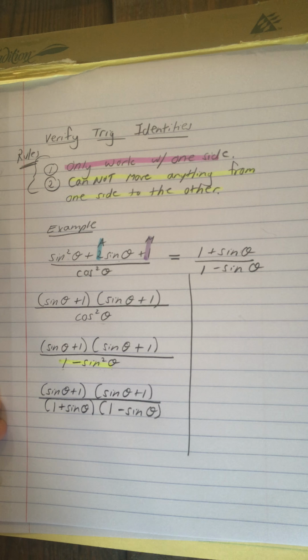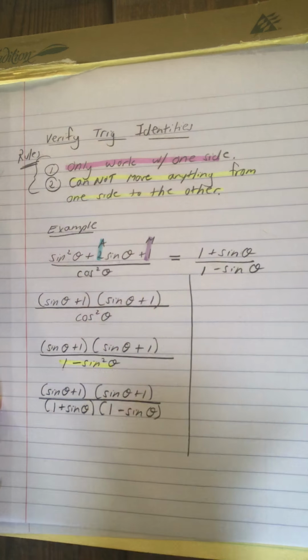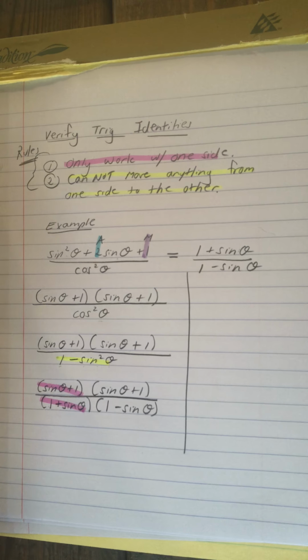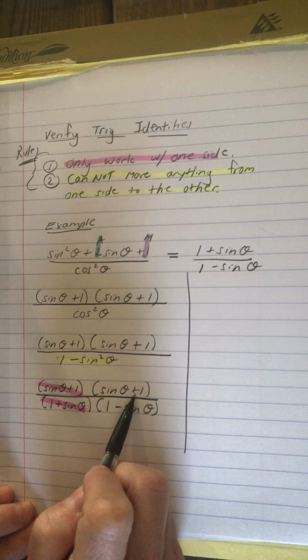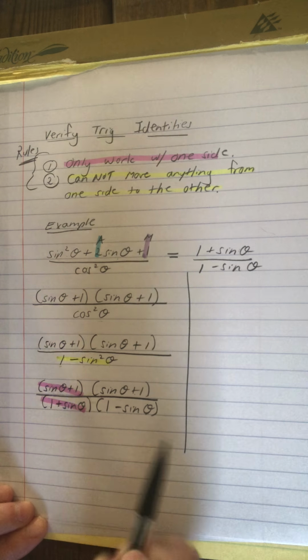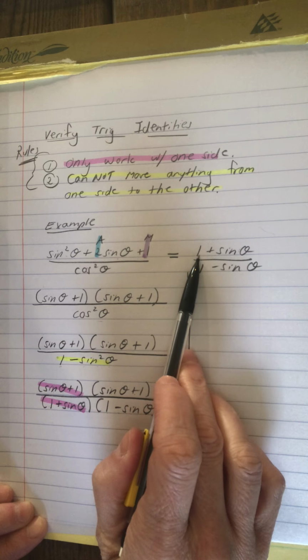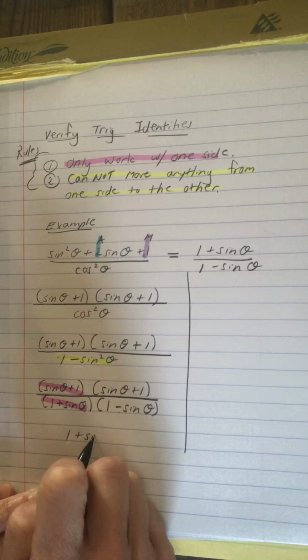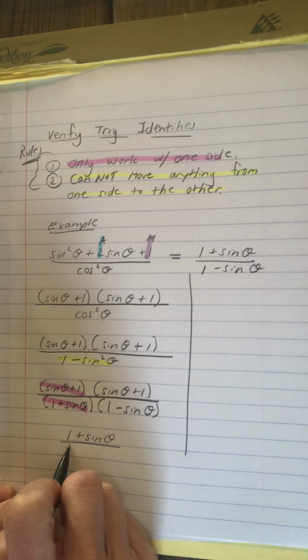Now if we take a look at this, sine theta plus 1 and 1 plus sine theta are the same exact thing. So I can cross one of them out. And by me crossing one of them out, I have sine theta plus 1 and 1 minus sine theta. Now the only difference here is that in my numerator up here, I want the 1 first. So I can rewrite this to have 1 plus sine theta all over, because the order doesn't matter, 1 minus sine theta.